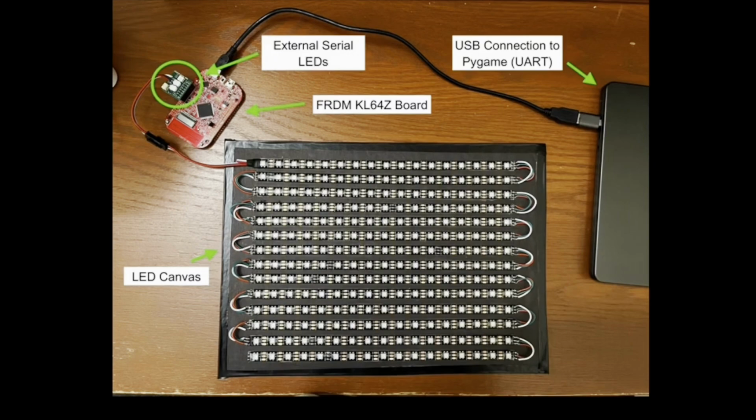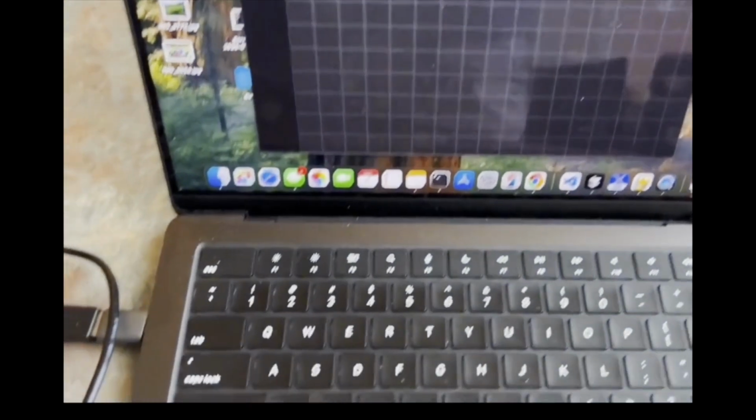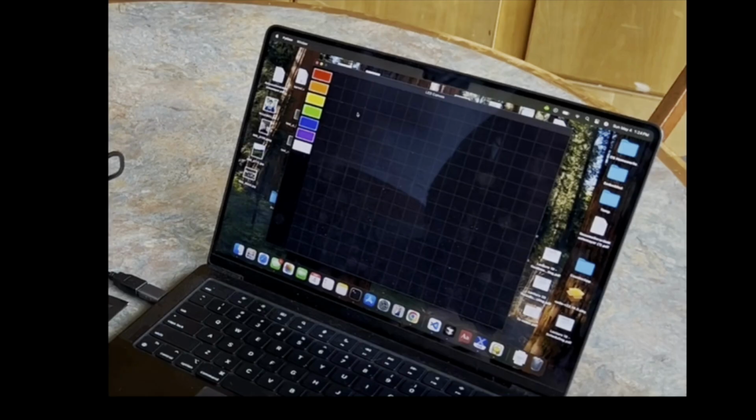It's a simple but powerful way to interact with hardware through software. Now I'm going to talk a little bit about the structure of our setup. We have four main components: the Pygame interface with the UART connection, the FDRM board, the external serial LED board, and finally the LED display itself. Starting off, as you saw earlier, we built a custom drawing interface using Pygame that runs locally on the laptop. Users can draw and select colors directly in the interface.